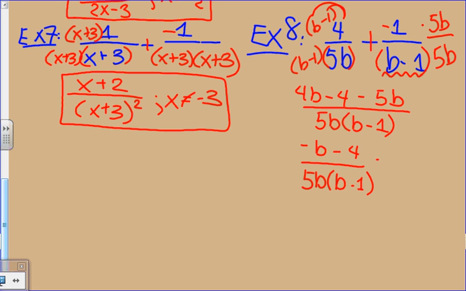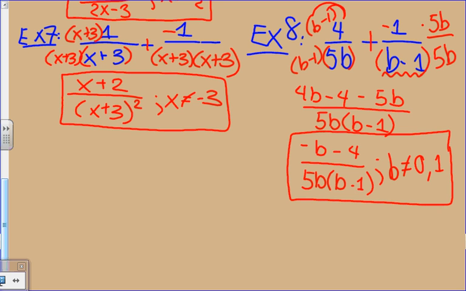What can b not equal? Now, I'm going to put one extra special note. I like the answer that you're giving me. Your book looks at it and says everything's negative, so we're going to keep that negative out front. Your book writes it like this: the opposite of b plus 4 all over 5b times b minus 1. This is the same thing. I want to let you know, I recommend that to the team.